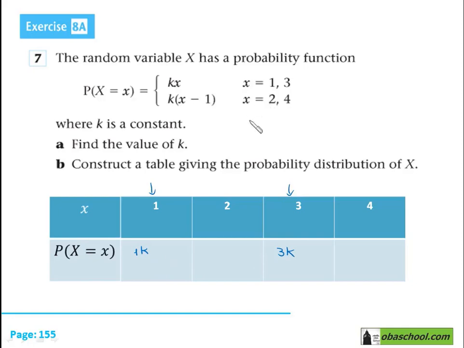Now for the 2 and the 4. The probability here is k times (x minus 1). We write k. x minus 1 means the value of x minus 1. So 2 minus 1, we have 1k. And finally, 4 minus 1 is 3 times k, so 3k. This is the probability distribution. For x equals 1, the probability is 1k. For x equals 2, the probability is 1k. For x equals 3, the probability is 3k. And finally, for x equals 4, the probability is 3k.